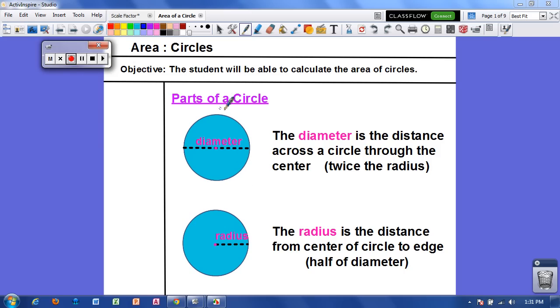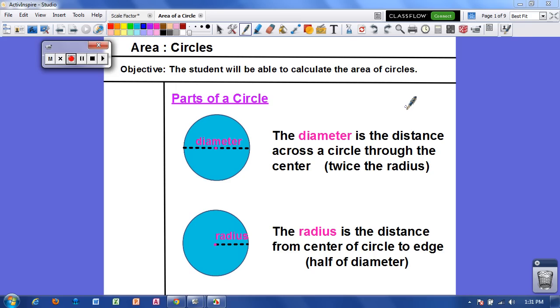Hey guys. Alright, today we are going to be talking about how to find the area of a circle. Make sure you write down everything you see on the screen and everything that I write down. Alright, so your objective for today: you will be able to calculate the area of circles.